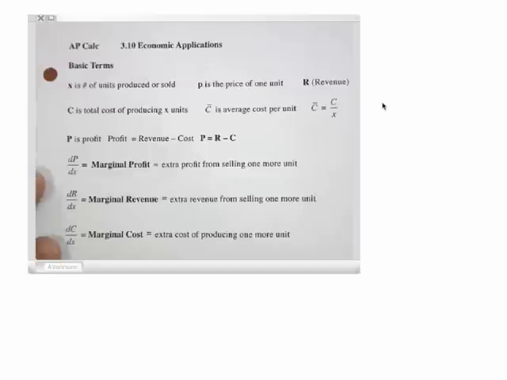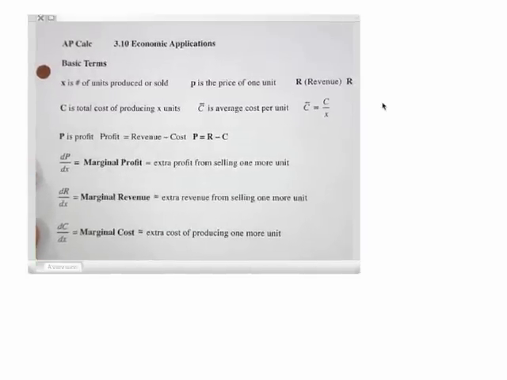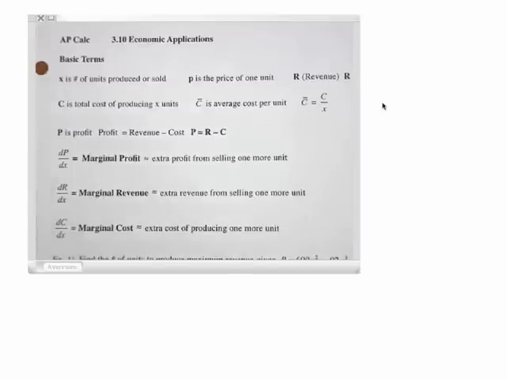Okay, so some basic terms or terminology in this section. First of all, typically in an equation when you see x, it's going to be the number of units produced or sold, although that's not always the case. We will see one example today where we're going to define x differently. But typically when you're given a revenue equation or cost equation, that's what x represents.